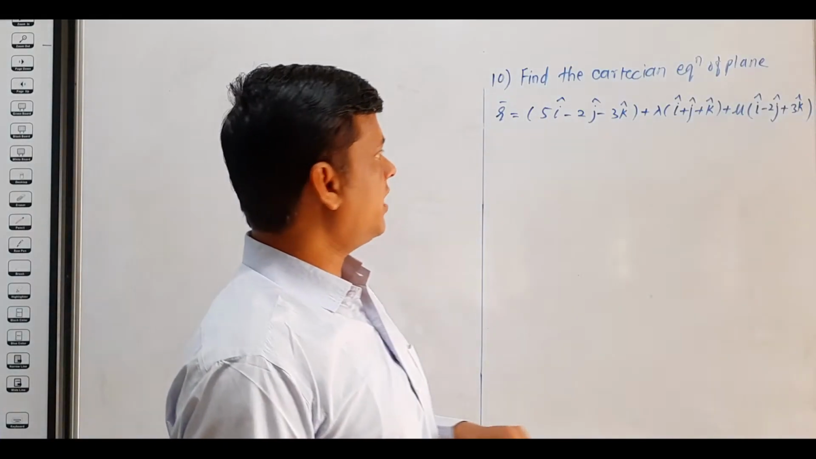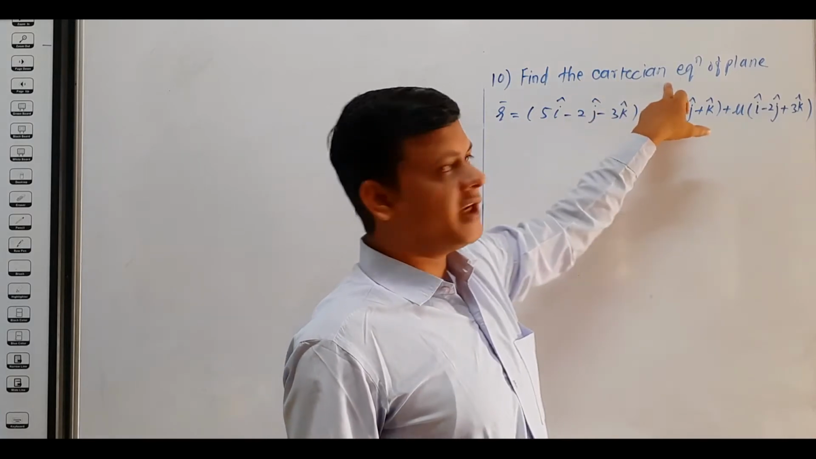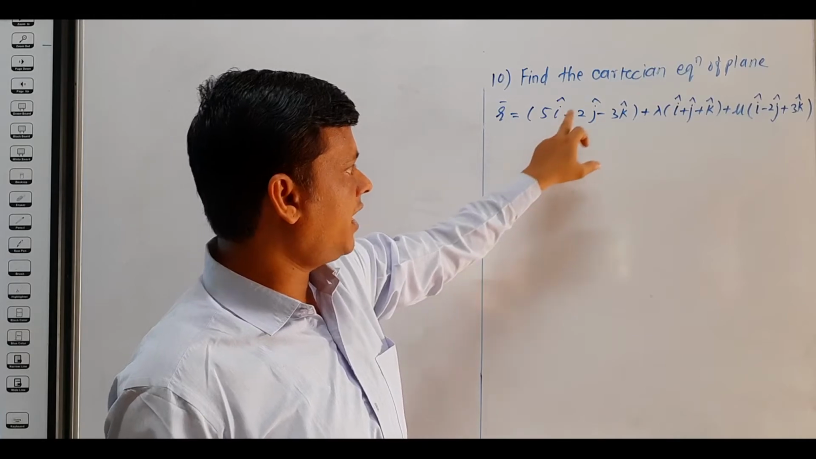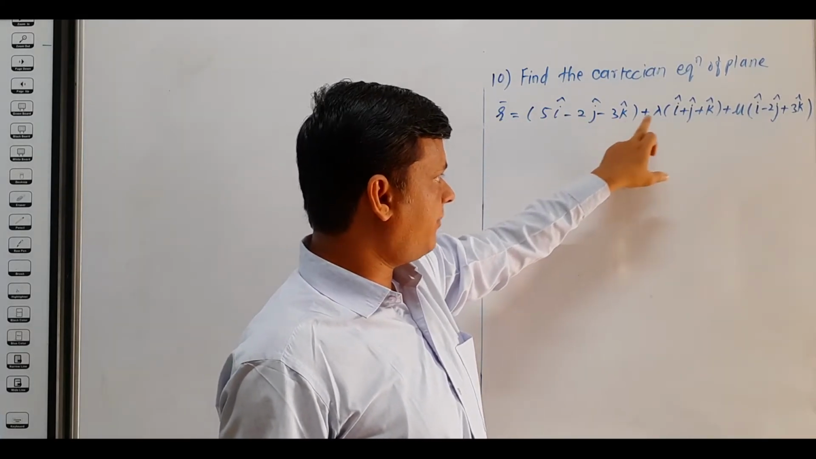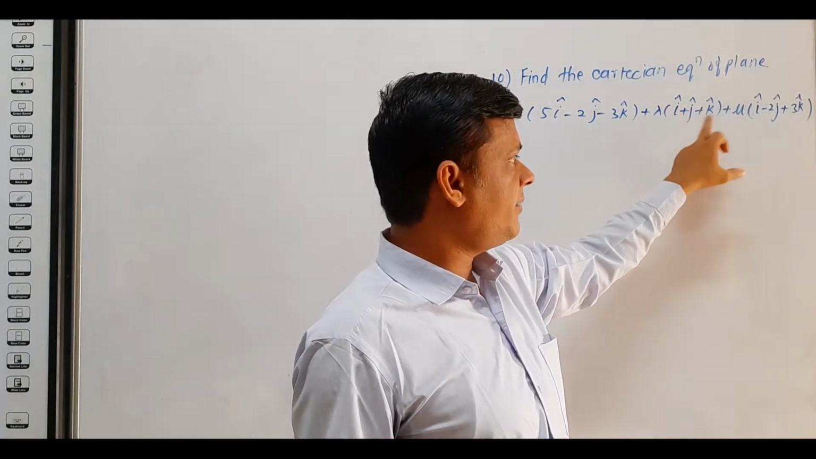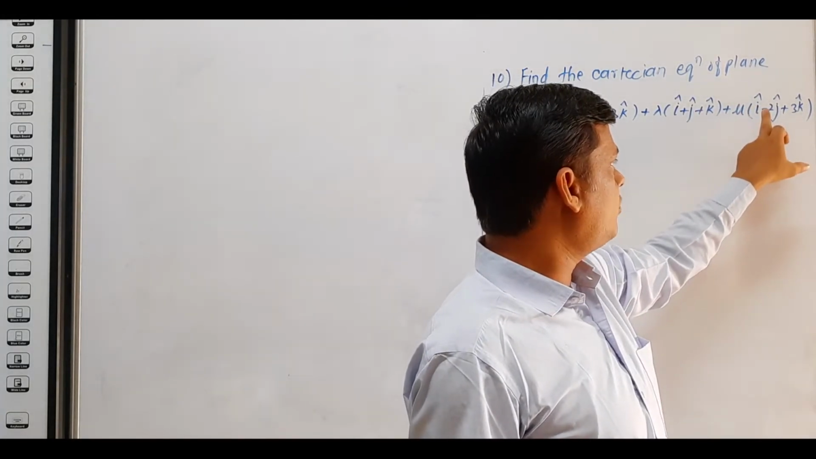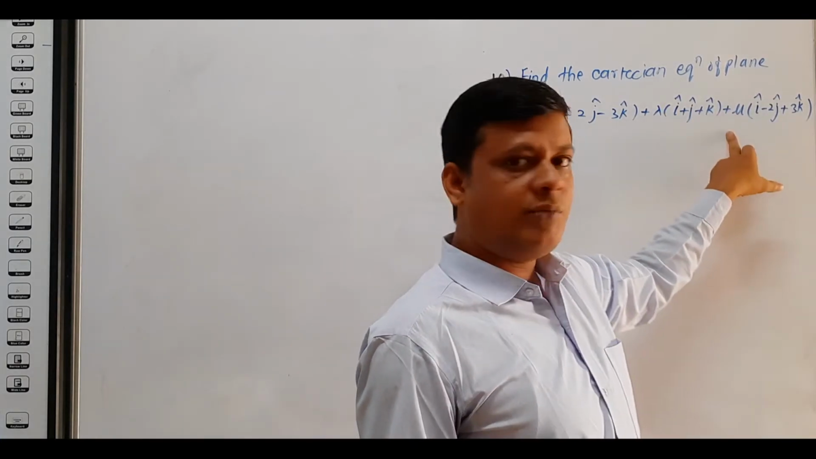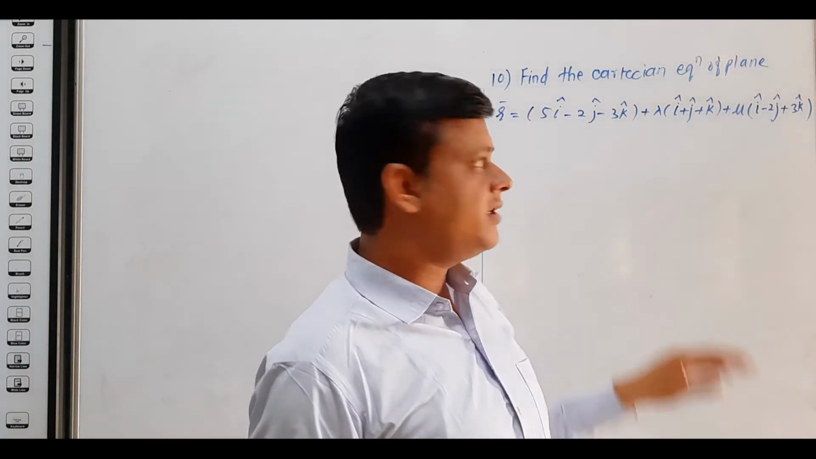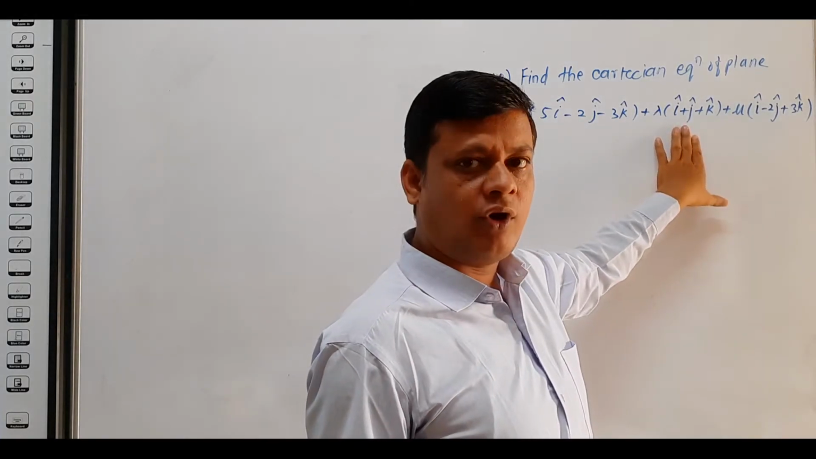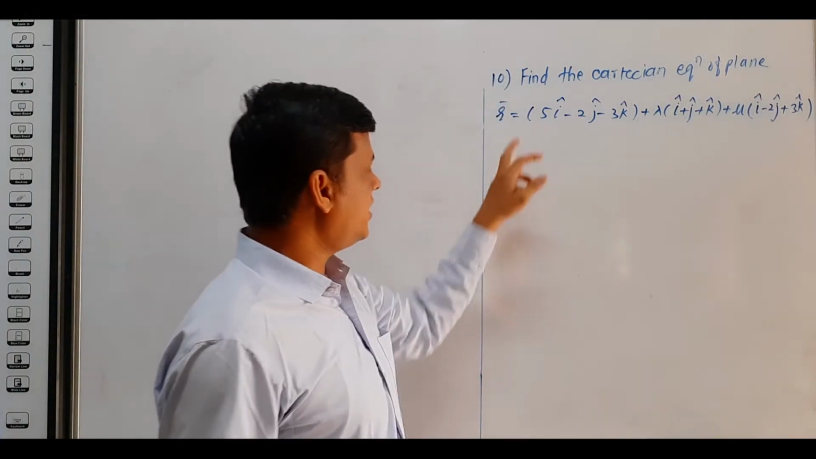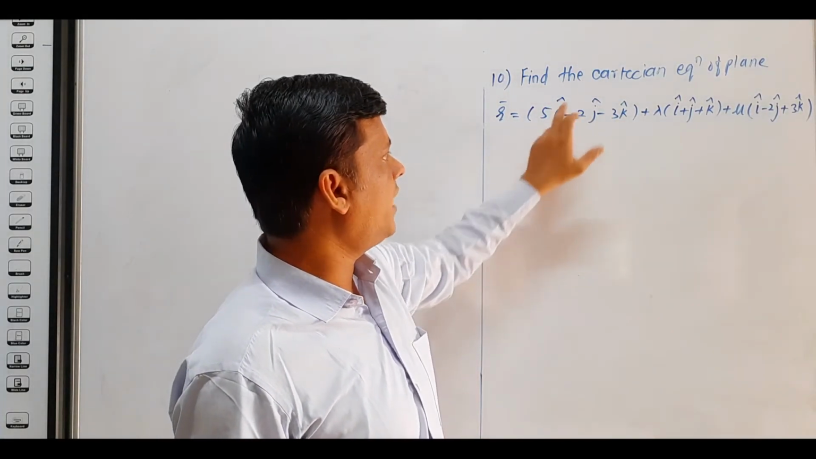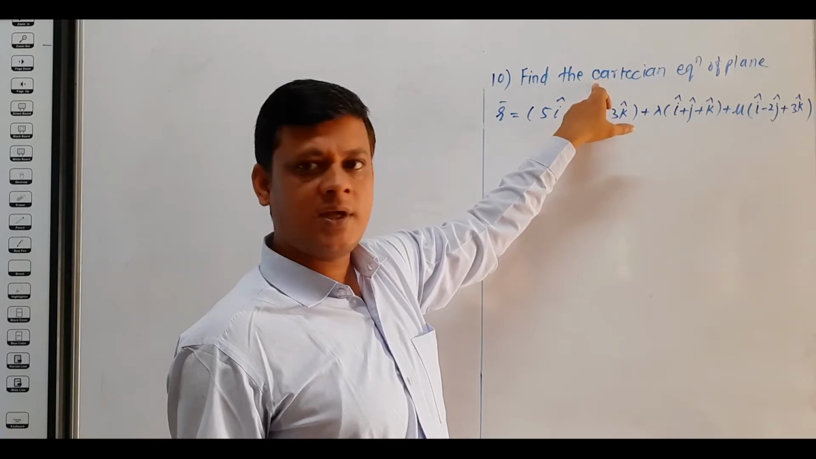Now say question number 10. Find the Cartesian equation of the plane, and the given equation is R bar equals 5i minus 2j minus 3k plus lambda into i plus j plus k plus mu into i minus 2j plus 3k. That means here lambda and mu are parameters given. That means we can say this is parametric form. So we have to reduce this equation into normal vector form first. Then from that we reduce that equation to Cartesian.